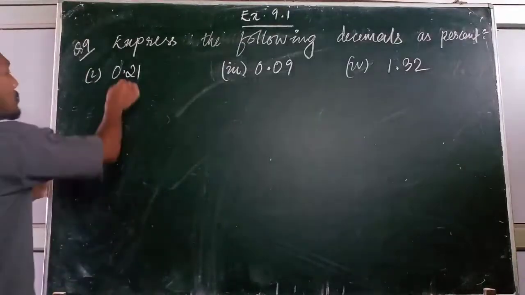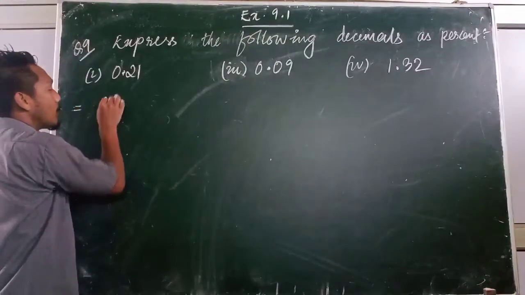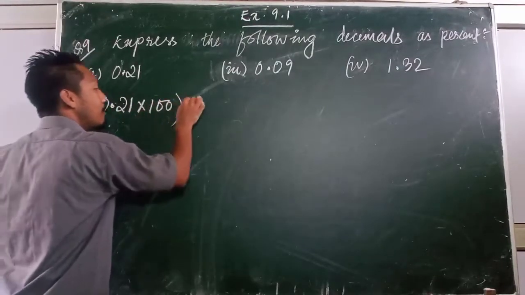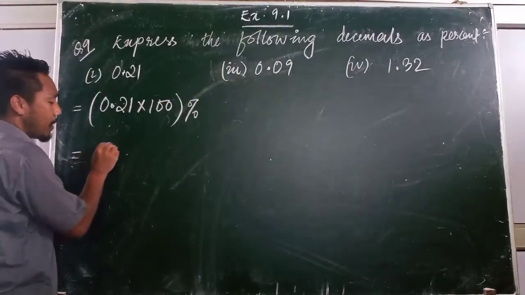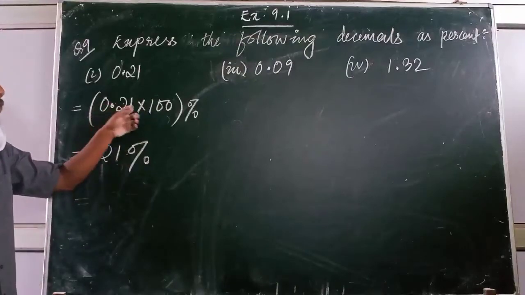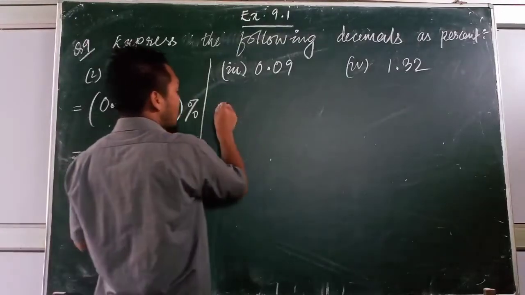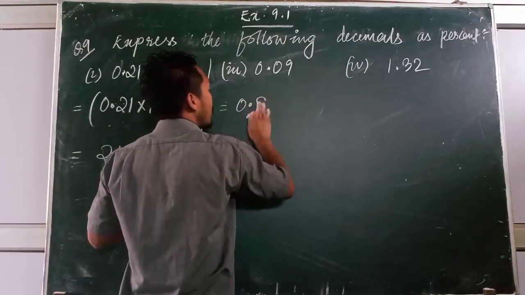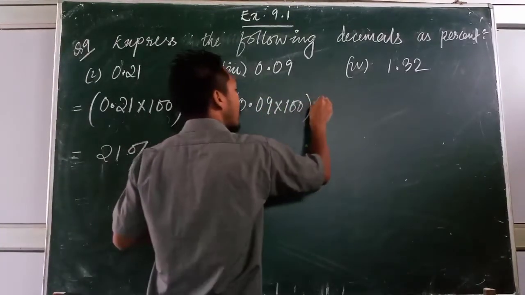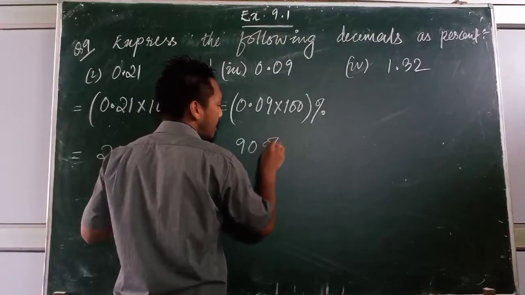Here the same thing: the decimal is given, but we have to convert it into the form of percentage. So 0.21 will be multiplied by 100 and then the percentage sign will be given. So if I multiply this, your answer will become 21%. Similarly, next 0.9 multiplied by 100, and again I have to put a percentage sign here.